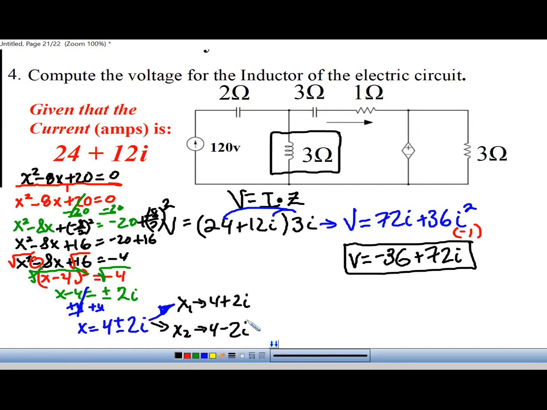What kind of solutions are those? These are non-real because of the imaginary. That's why these are known as what? Imaginary solutions. Imaginary. We good so far? Yeah. So that was numbers 3 and number 4 with the voltage. Okay. Let's go to number 2.